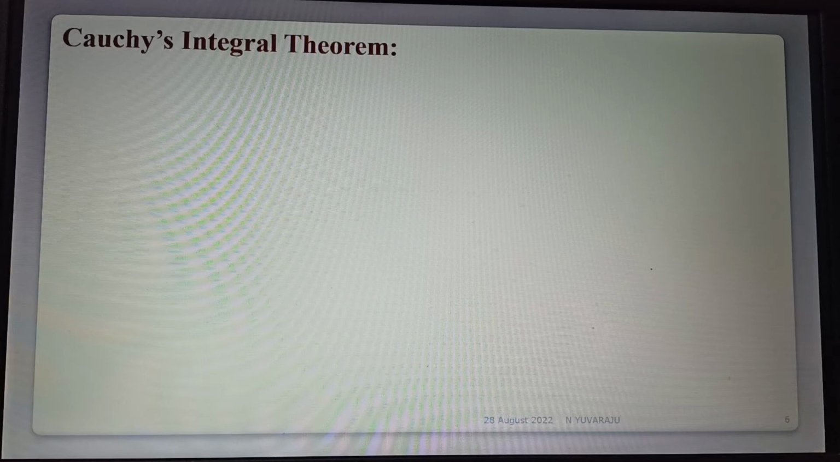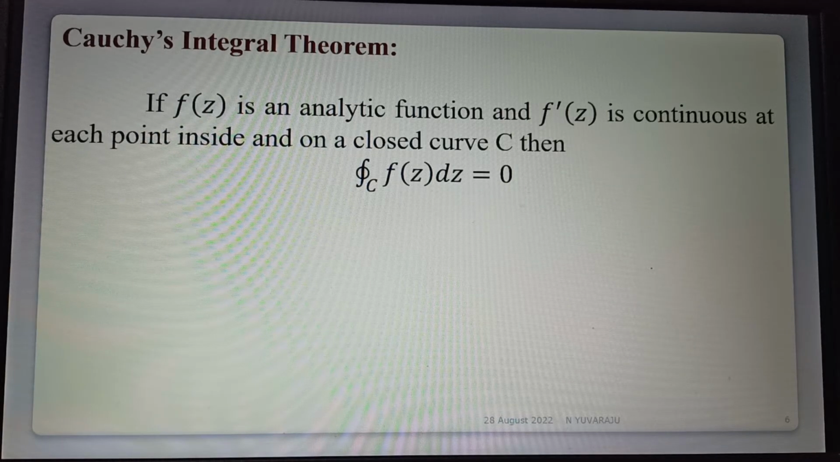Now first of all we see the statement of Cauchy's theorem. If f of z is an analytic function and f dash of z is continuous at each point inside and on a closed curve C, then the integration over C of f of z dz is equal to 0. The given complex variable function is f of z, and f of z is an analytic function. We already discussed the analytic function in previous classes: analytic function means differentiable at every point and in each neighborhood of the given point.